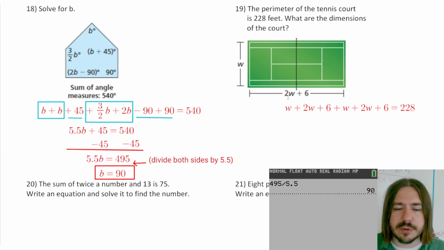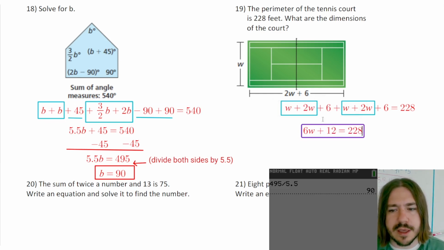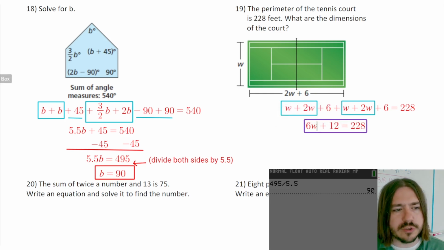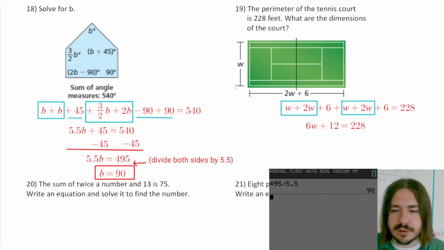So first things first, just like with this last problem, I'm going to combine my like terms. I've got some W's. Looks like a total of 1, 2, 3, 4, 5, 6 W's. And then I have 6 plus 6 is going to be 12 for the constants. So yeah, I've got 6W plus 12 equals 228. And then I want to solve this just like I would a two-step equation. I'm going to subtract 12 from both sides, take care of that addition first, using the subtraction property of equality.